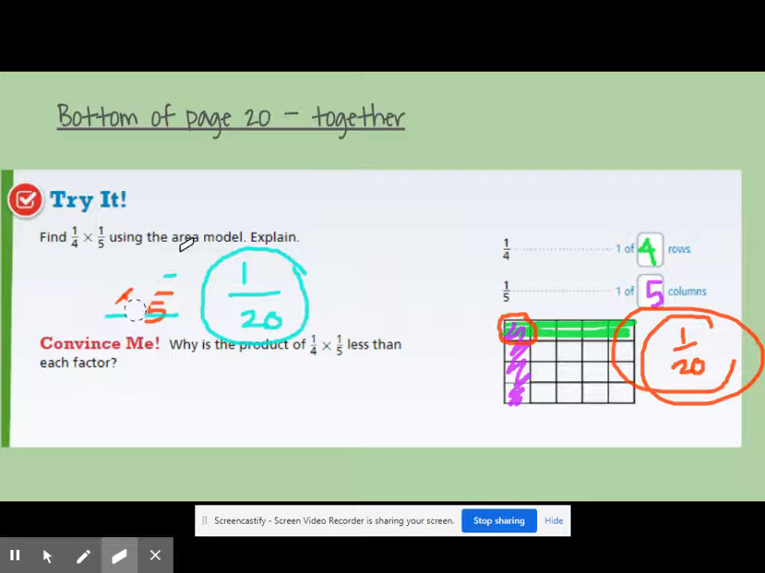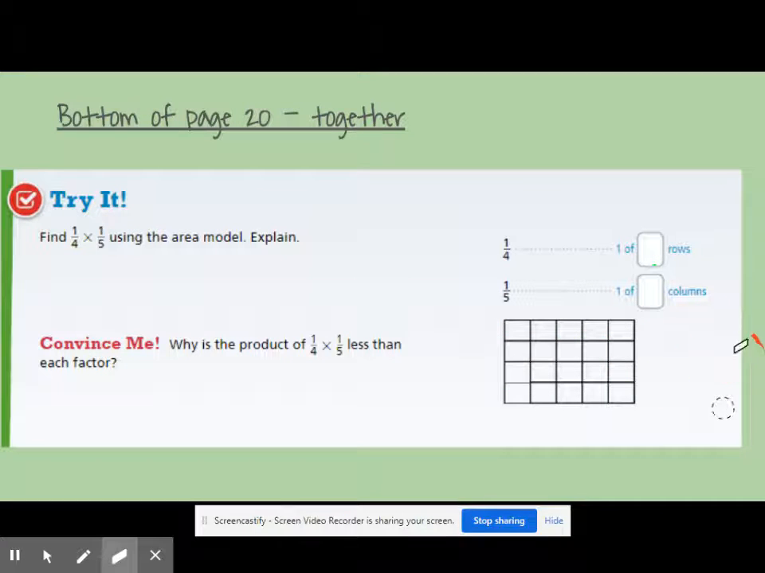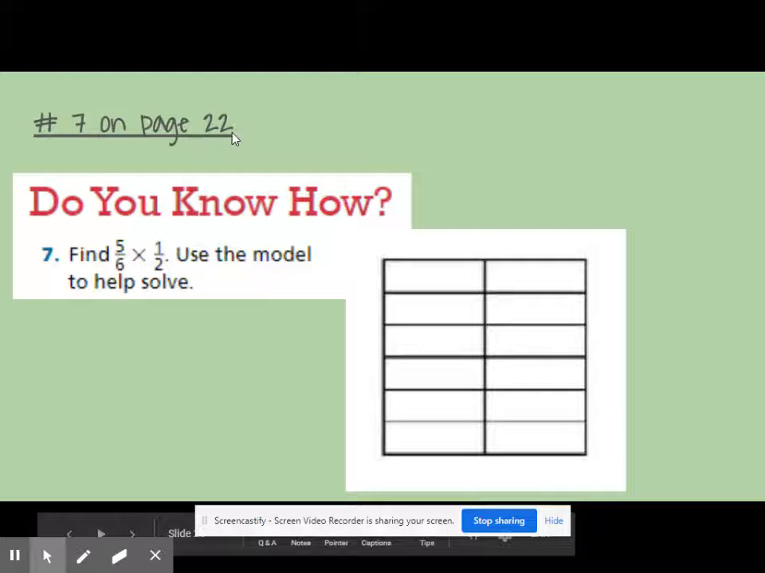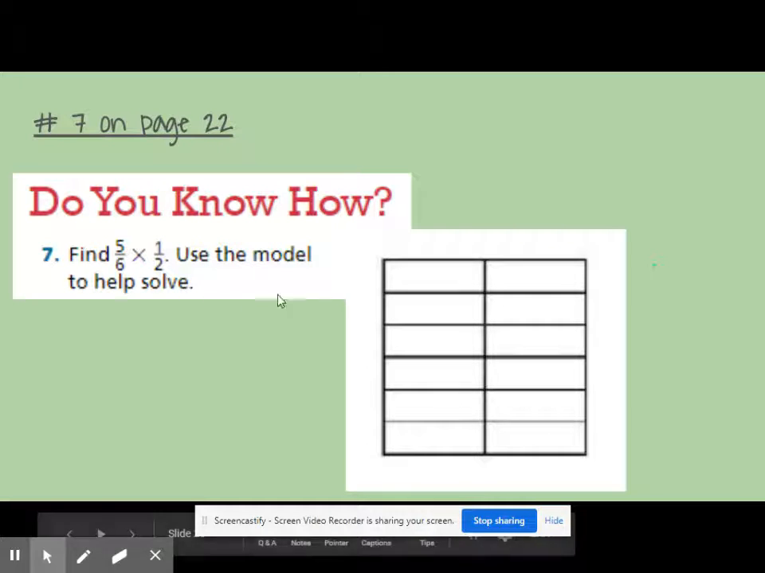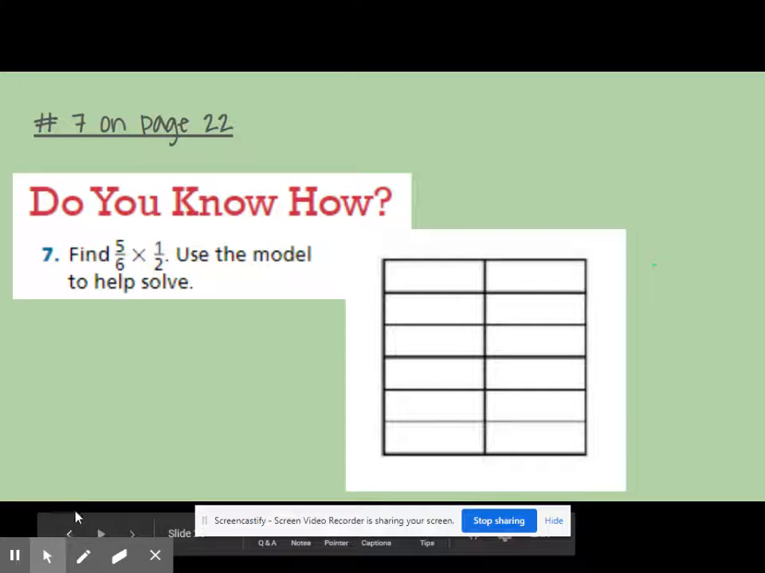Okay, so now here's the one you're going to try. And I think I misspoke earlier. This one actually is going to be on page 22. Let me erase this and we'll get to it. Okay. Yes, so number 7 on page 22 is the one I want you to do. It says find 5/6 times 1/2 and use the model to help you solve. So I want you to try to figure out how you would shade the model to find this answer. You can always check yourself by doing the rule where you multiply straight across. So pause it on page 22, number 7. I want you to try that one, okay? So pause.